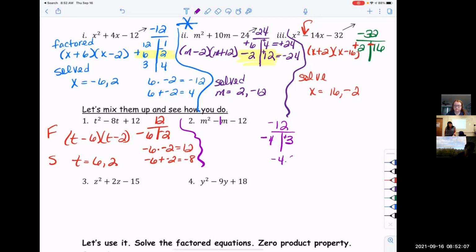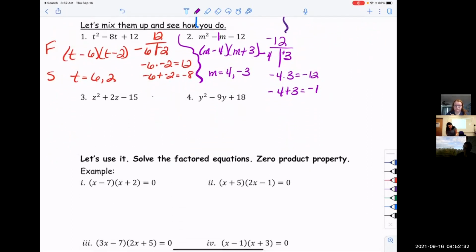So we check it. There's my -12, and there's my -1. So multiplying gives me the -12, adding and subtracting gives me the -1. It works. We split it. Here is the factored answer. Here is the solved answer.